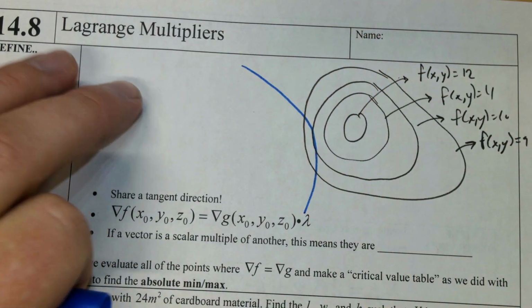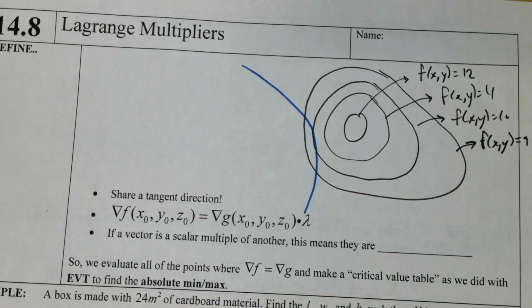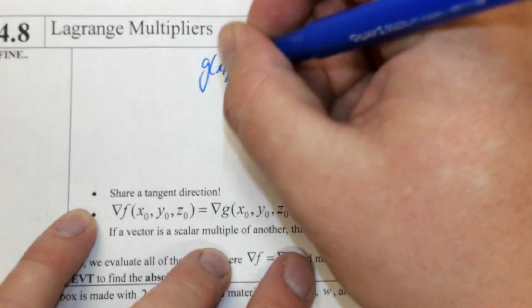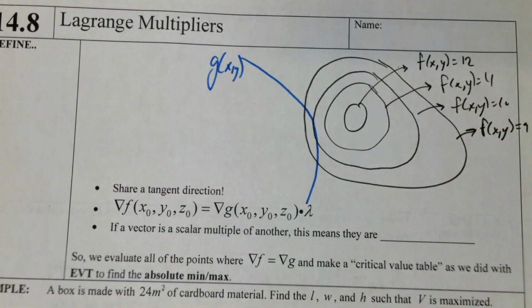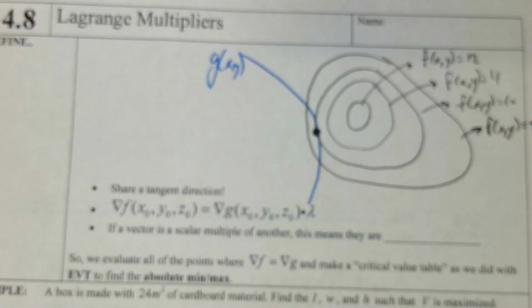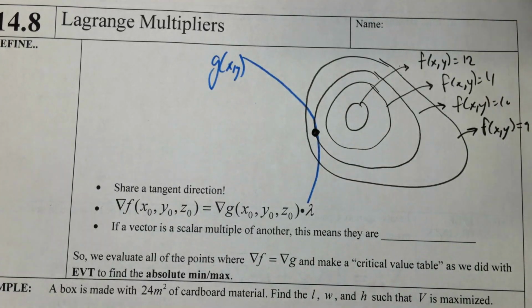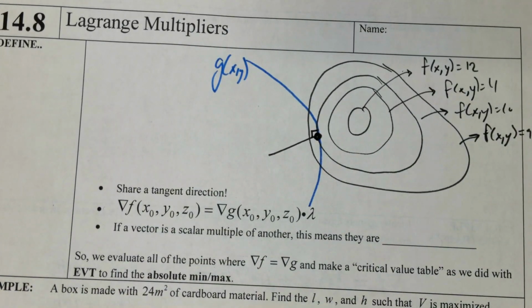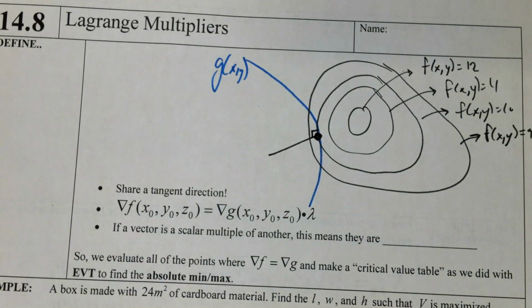Boom. But it doesn't just intersect. It's not a simple intersection. I'm going to call this second curve g of x, y. And that intersection is a very special moment. And guess what? At this moment, these two things share a tangent direction. They share a tangent direction. And we know it makes a right angle with both of these at that moment because they share that constraint.